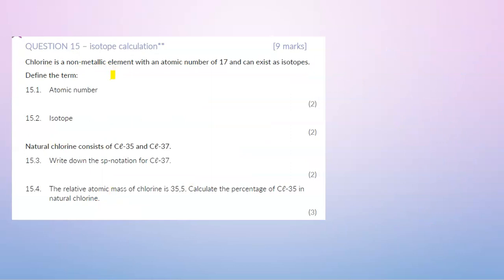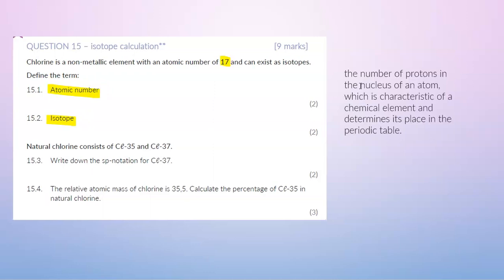Chlorine is a non-metallic element with an atomic number of 17 and can exist as isotopes. Define the term atomic number and isotopes. So the definition of atomic number is the number of protons in the nucleus of an atom, which is characteristic of the chemical element and determines its place in the periodic table. But if you just write it is the number of protons and it gives us the place in the periodic table, then that'll be awesome. And then isotopes we've had.